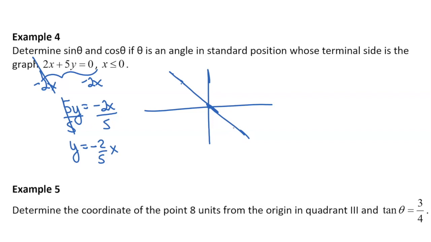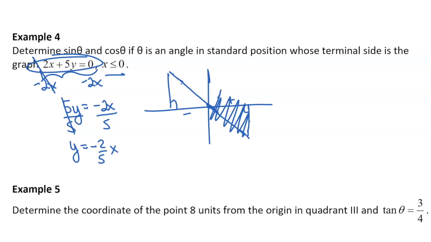And it's telling us that x is less than or equal to 0. So they want us to find out something in reference to this line, and that means we might be in quadrant 2 or we might be in quadrant 4. But because x is less than or equal to 0, it means that x is going to have a negative value. On the right side here, x is positive, whereas on the left side here, x is negative. So it's not going to be in quadrant 4 and it must be in quadrant 2.